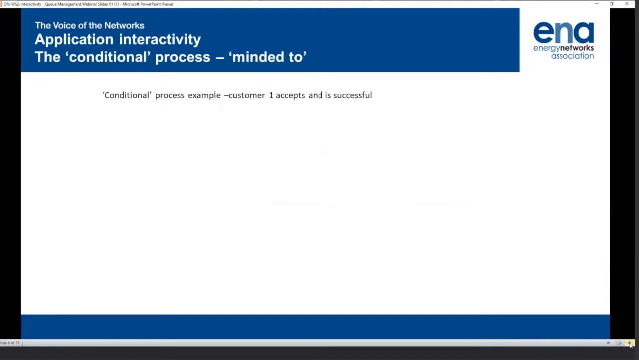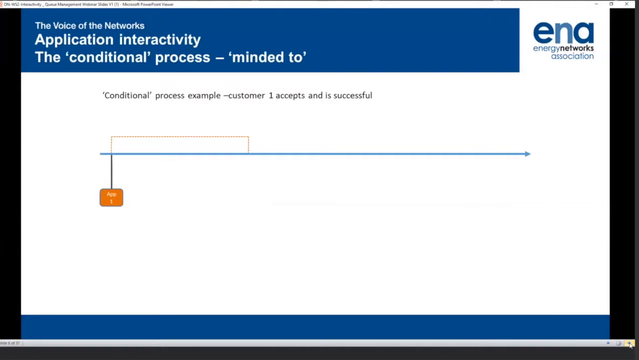So I'm going to step through this first example for this conditional process. What I'm showing here is the conditional process, what we are proposing to be the common interactivity process, the one that's currently used by UKPN. In this first example, we've got the first customer out of 3 accepting their offer and being successful, and I'll show you that as we step through.